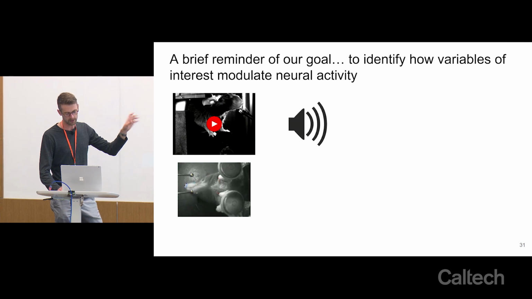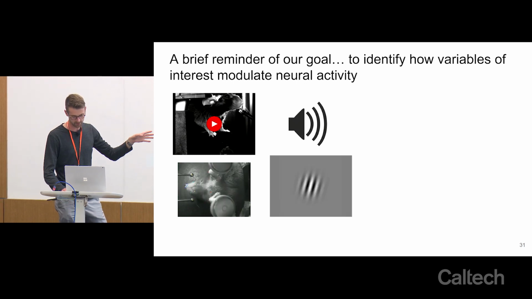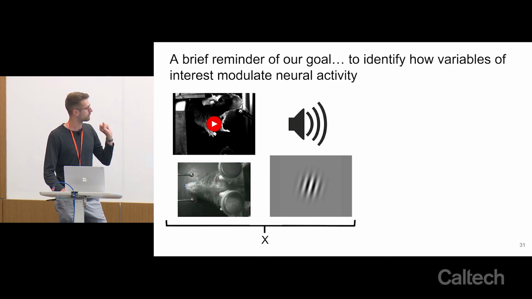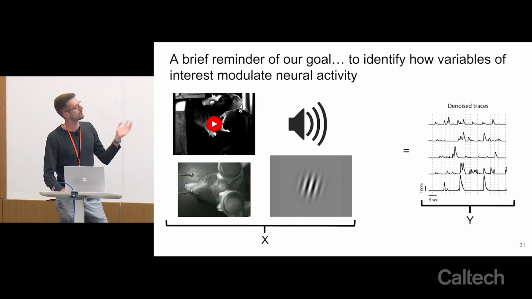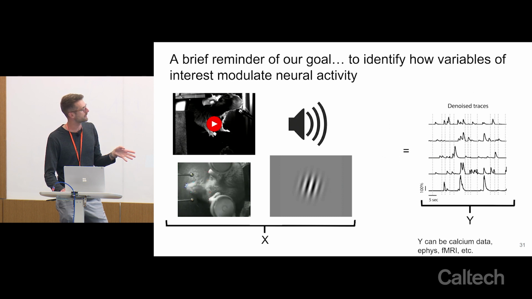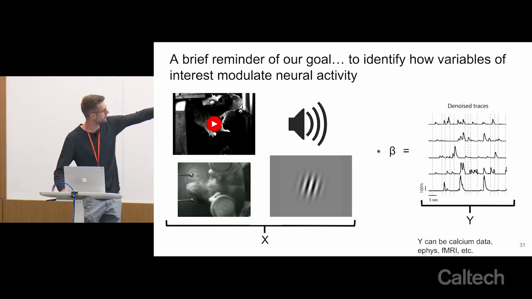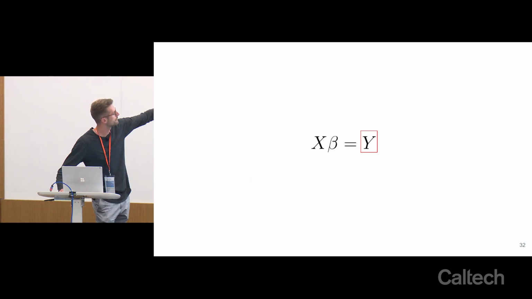We also have auditory inputs, like in this case clicks for our task, or you could have some sort of visual stimulus. That's all what we call X, our design matrix, and we want to predict Y. So we relate it with this set of beta weights here. We already learned how to solve those beta weights, so now let's talk about how we build X and Y.